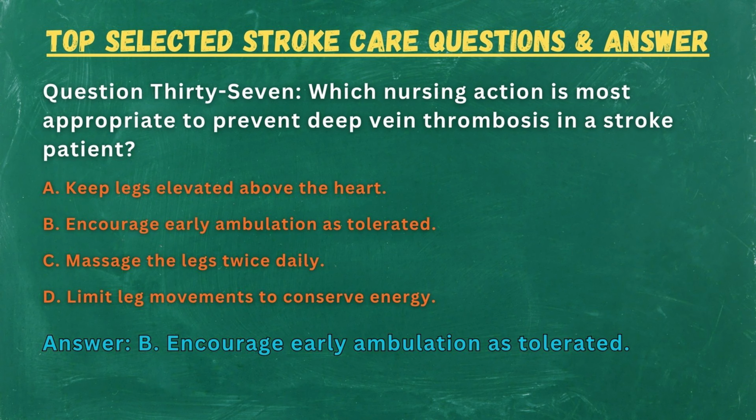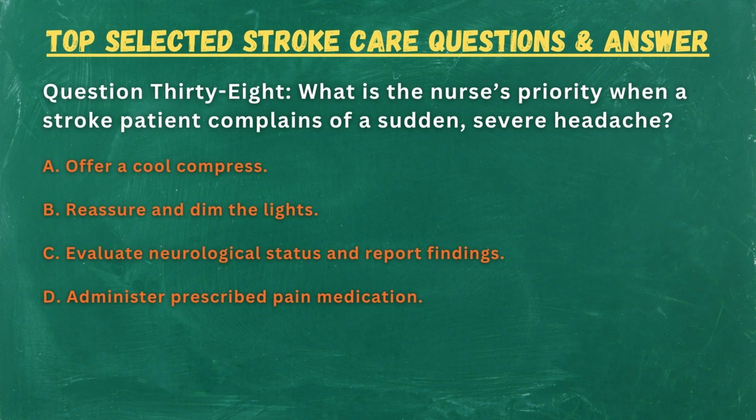Answer: B. Encourage early ambulation as tolerated. Question 38. What is the nurse's priority when a stroke patient complains of a sudden, severe headache? A. Offer a cool compress. B. Reassure and dim the lights. C. Evaluate neurological status and report findings. D. Administer prescribed pain medication.